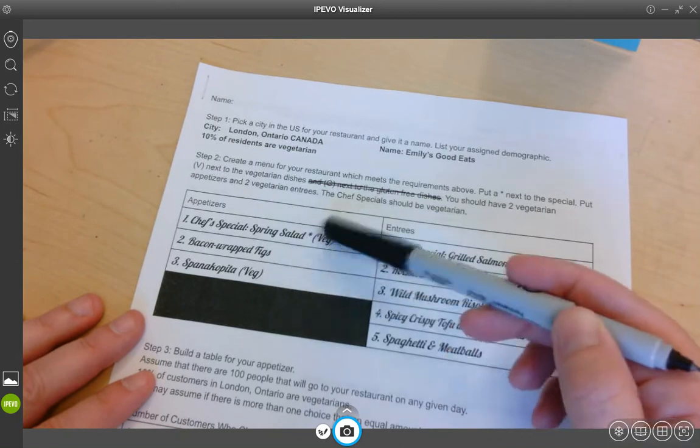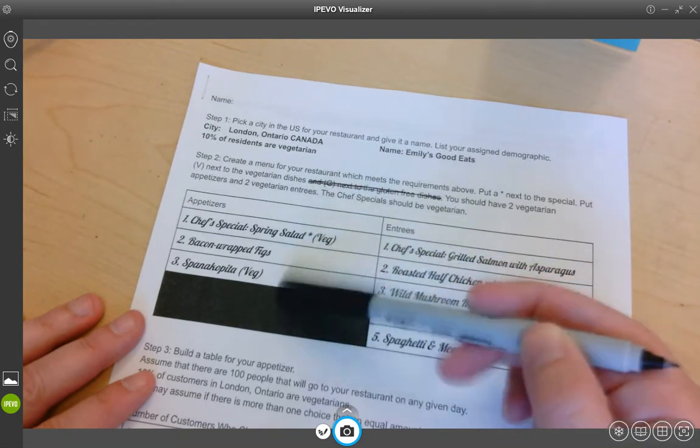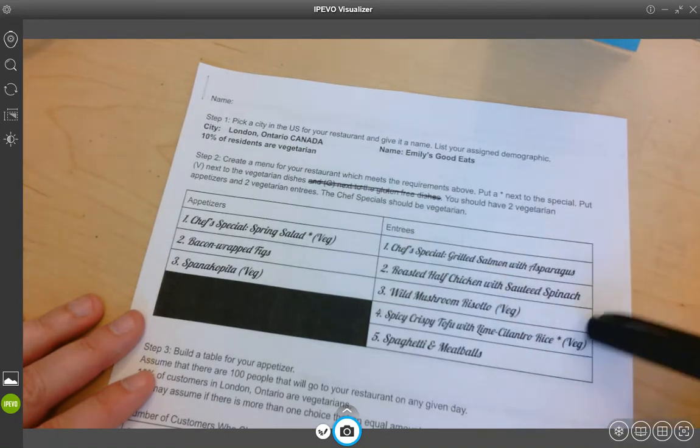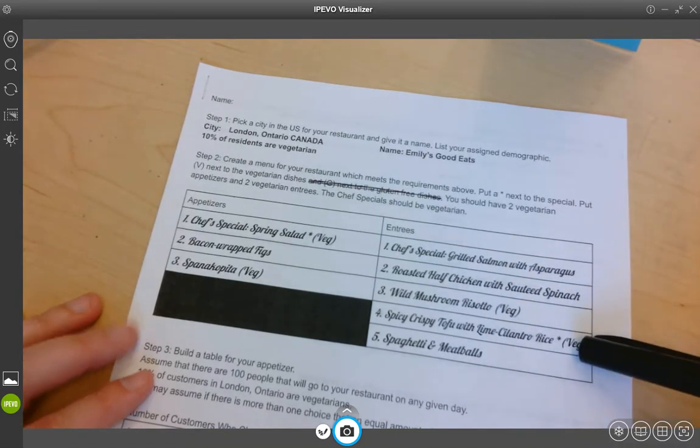And for the appetizers, 2 of them have to be vegetarian. 1 of the vegetarians is the chef special. For the entrees, 2 of them are vegetarian, and 1 of the vegetarians is the chef special.